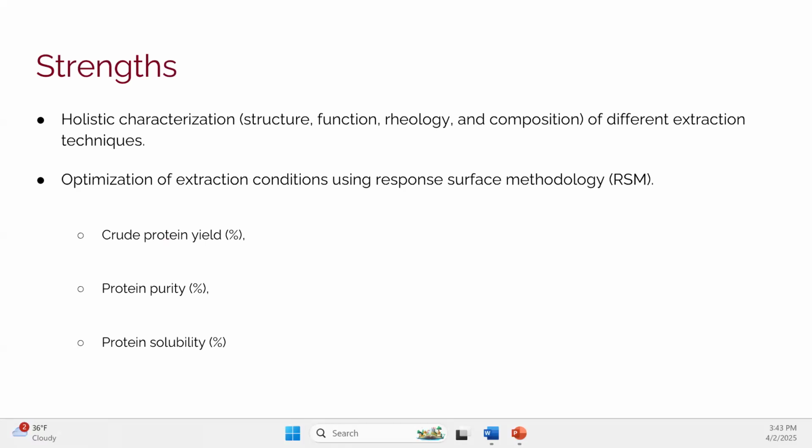Also, they employ response surface methodology for extraction conditions, specifically the pH of alkaline extraction and acid precipitation. I didn't show it here because of time, but for different insects, the pH of alkaline extraction and acid precipitation are not randomly chosen. They optimize it using RSM based on protein yield, protein purity, and protein solubility. So they went further into extraction optimization, which is great to see.